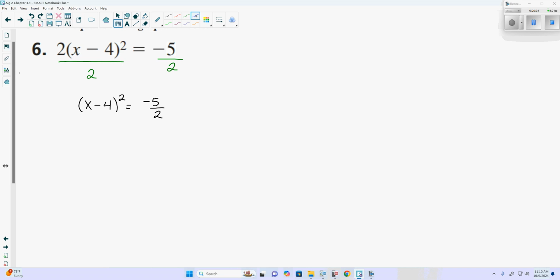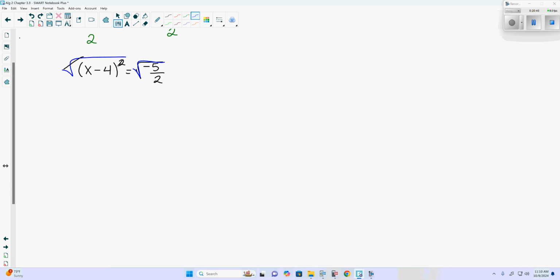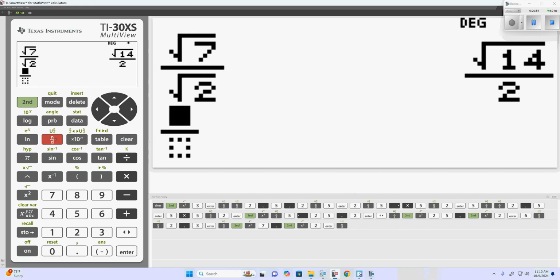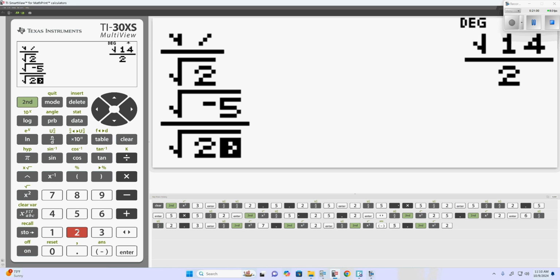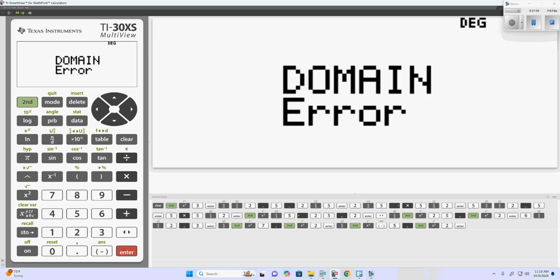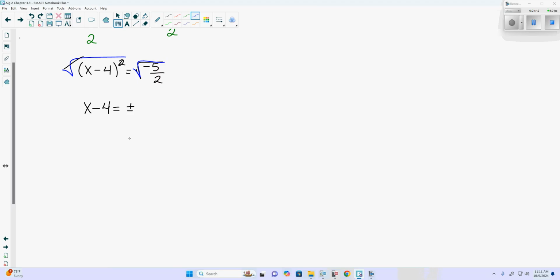From here, we would square root both sides. Here, the square root and the square would cancel, telling us that x minus 4 is equal to plus or minus. So we need to figure out what the square root of negative 5 halves is. So on the calculator, we can break it up. Second square root of negative 5 over second square root of 2. And we get an error. So this here is an error.